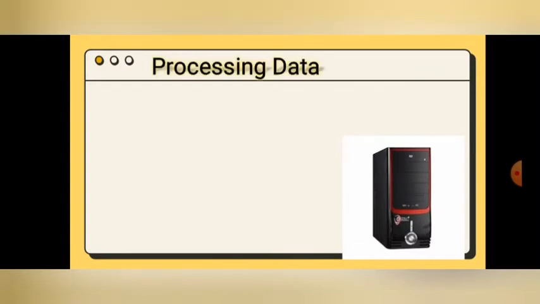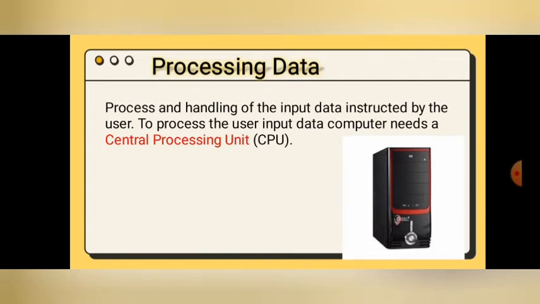Next, processing data. This processing function is the second step that offers the process and handling of the input data instructed by the user. To process the user input data, computer needs a central processing unit or CPU.